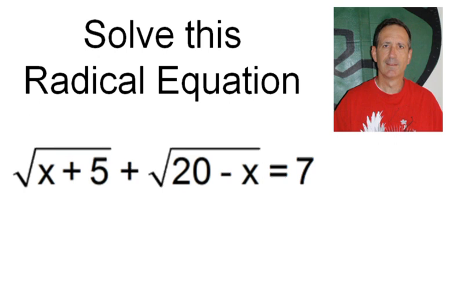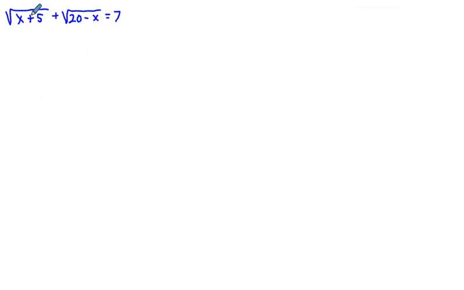Solve this radical equation. We have the square root of quantity x plus 5 plus the square root of quantity 20 minus x equals 7. So we're going to use properties of algebra to solve this equation. First of all, what we have is these radicals. What do we do to eliminate radicals?